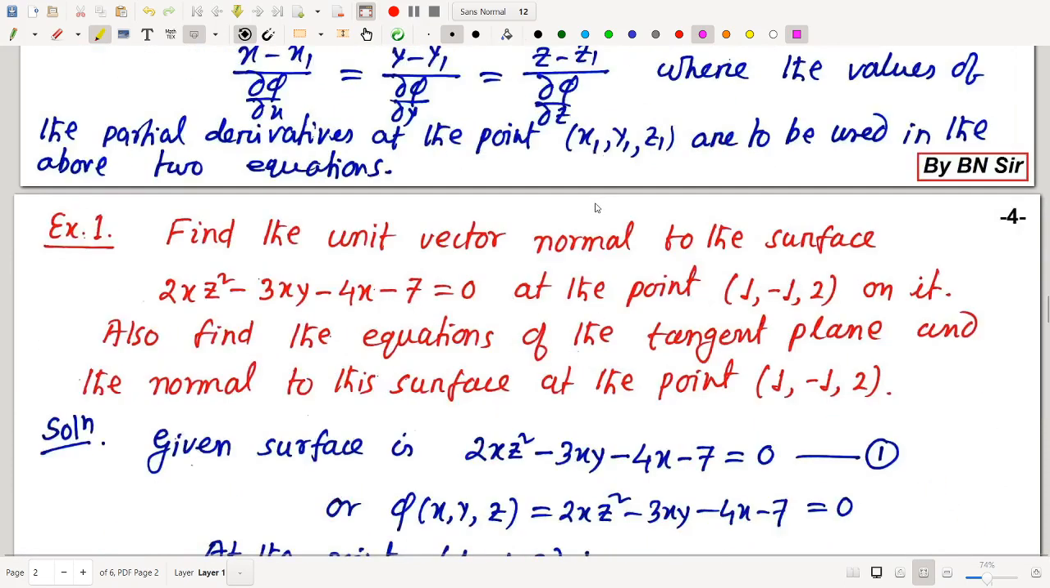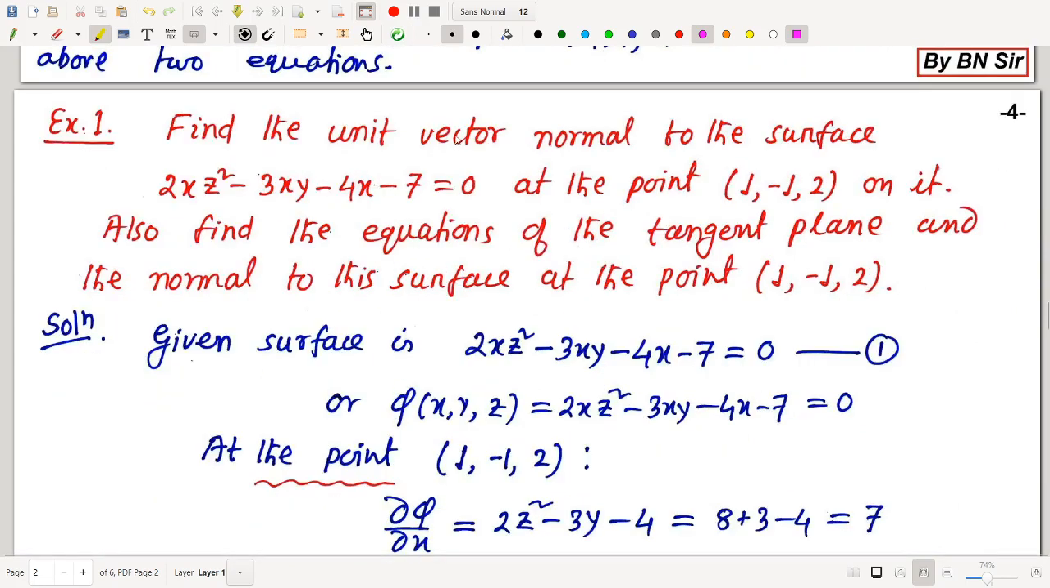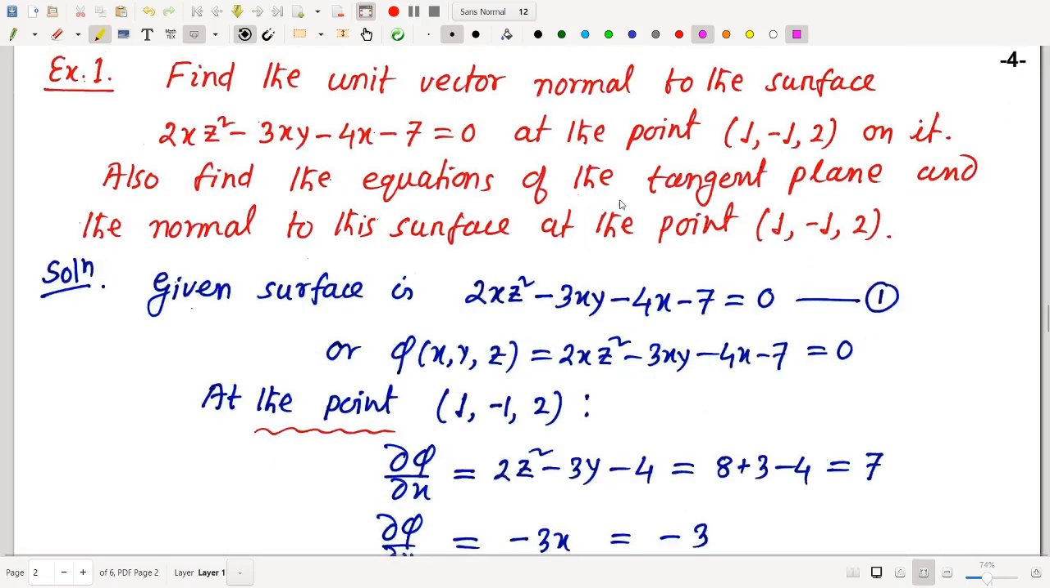Now let us see some examples. Find the unit vector normal to the surface 2xz square minus 3xy minus 4x minus 7 equal to 0 at the point (1, minus 1, 2) on it. This is a point on this surface. Also find the equations of the tangent plane and the normal to this surface at the point (1, minus 1, 2), means at the same point.